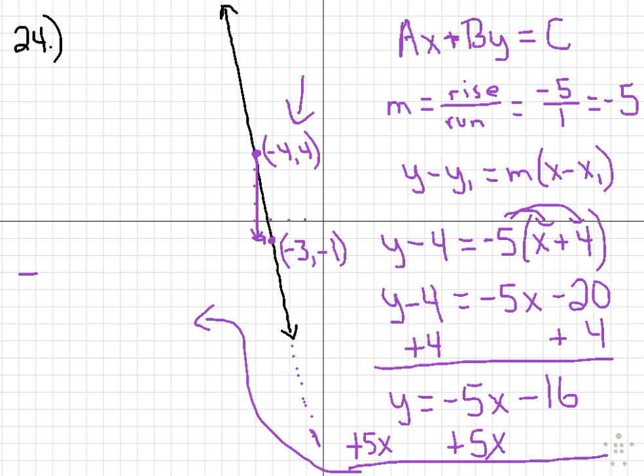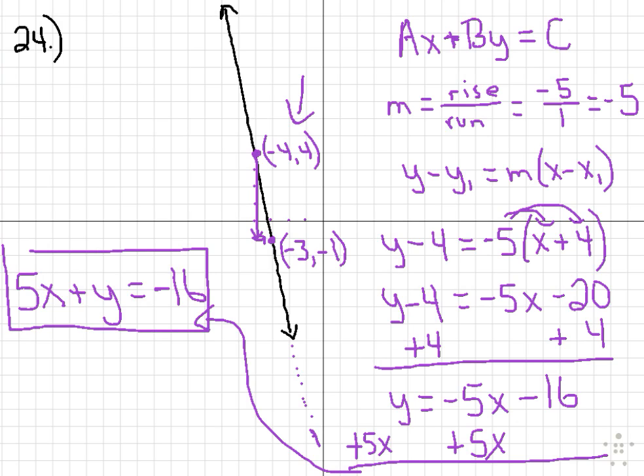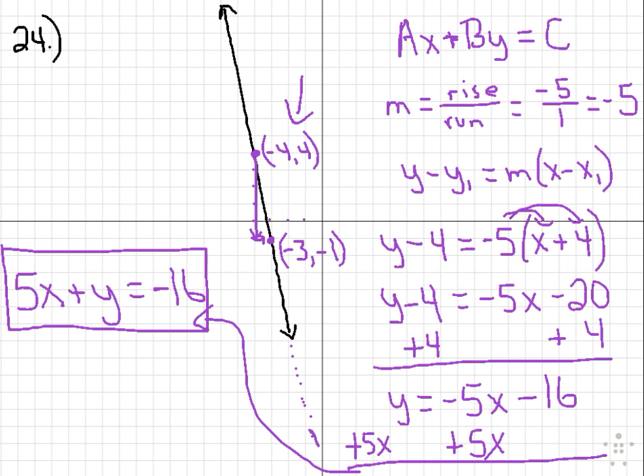That's going to give me 5x plus y is equal to negative 16. So this is in standard form. X and y are on the same side with no fractions, and the coefficient of x is positive. Alright, so that's question number 24. Moving on to question number 26.